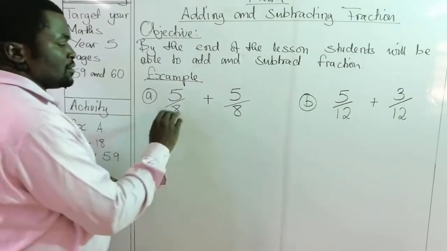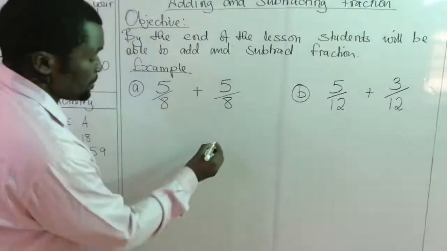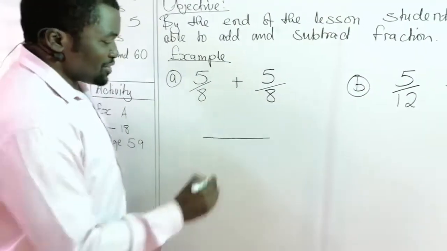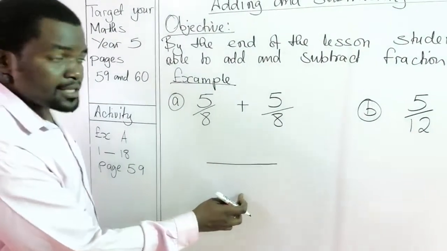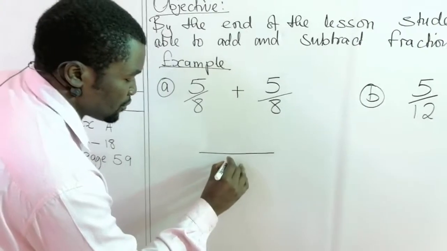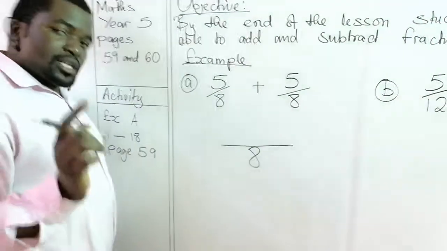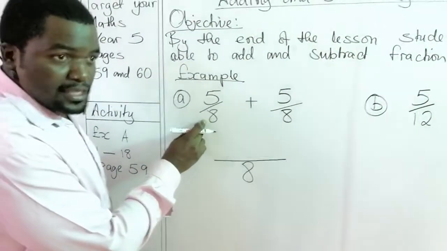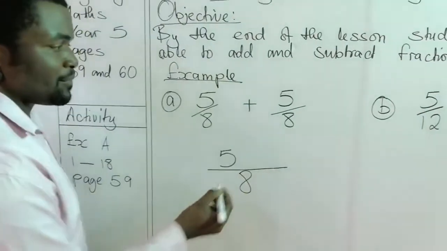If the denominators are the same, we have to drop the denominator down in this way. First of all, you draw the line like this by using a ruler. So when you draw the line, you drop one of the denominators down. So you write here 8. Once we write 8, we make 8 divided by 8, that's 1. 1 times 5, here it will be 5.